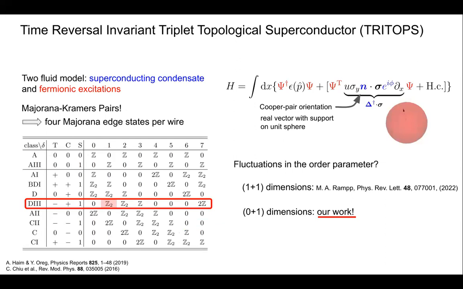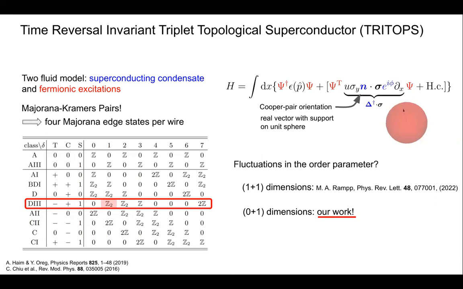This is first of all a 2-fluid model of a time reversal invariant triplet superconductor, or TRITOPS for short. This is a one-dimensional system. We consider it a 2-fluid model. We have the electrons and the order parameter that consists of this n vector, what I call the Cooper pair orientation, or orientation of the order parameter, and the superconducting phase, as well as this derivative reflecting the p-wave nature. So we have an odd derivative, so we have an even spin factor, therefore spin triplet. All right. This n vector we'll assume to be real, and it can take values all over the sphere.